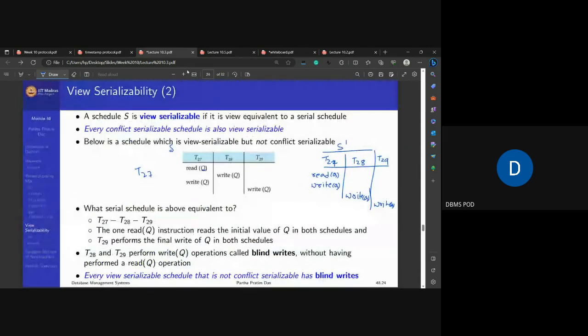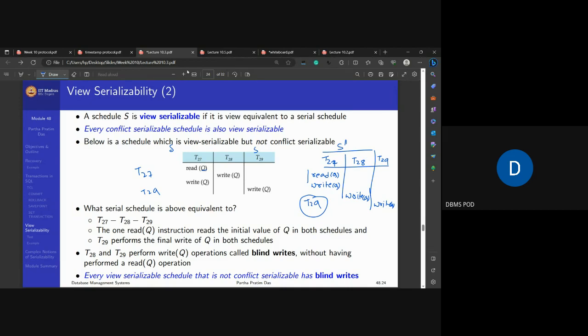Then the final write. In the schedule S, the final write is done by which transaction? T29. And in the schedule S dash, the final write is T29 also. So all three conditions are satisfied, and we can say that this schedule S and S dash are view equivalent. S dash is a serial schedule, because T27, then T28 and T29.